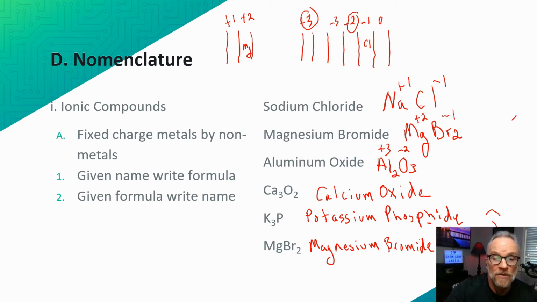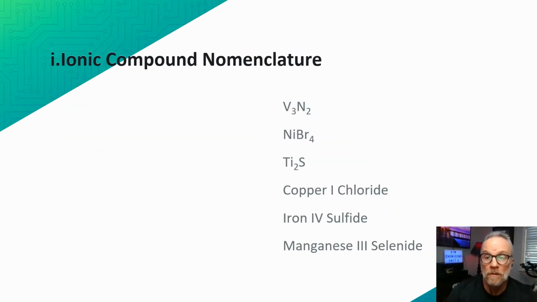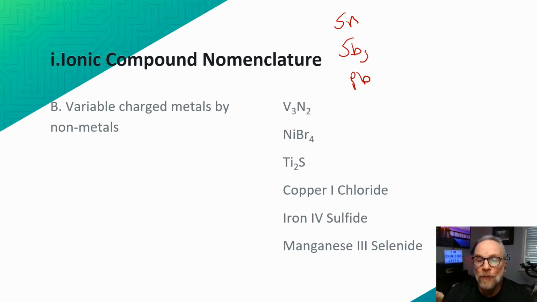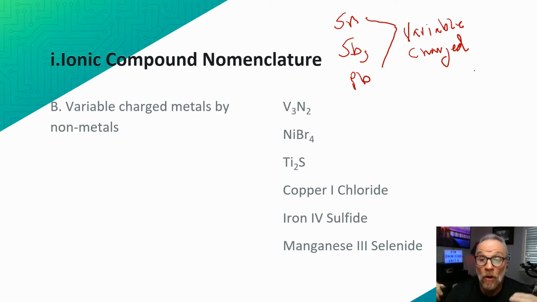So let's write those down. Tin. Oops. So we're on the next slide. So let's just write those above here. So all 3 of those are in the main group, but with those, these are variable charged. So they will need to have Roman numerals in the name, like these other variable charged metals.